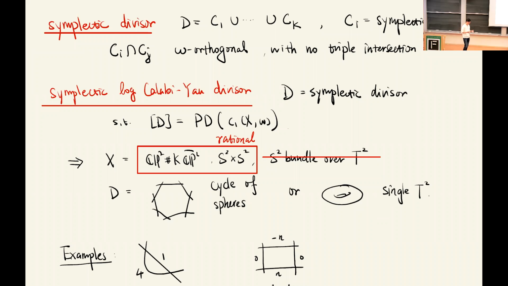Now we want to fix the symplectic manifold and think about what the total set of all such divisors looks like, quotient by some equivalence relation.